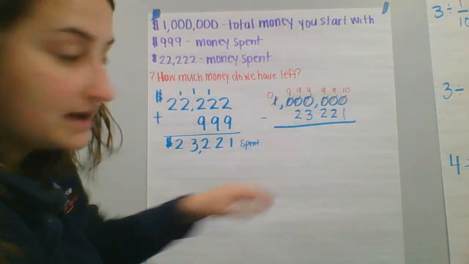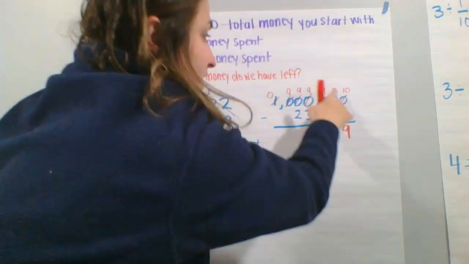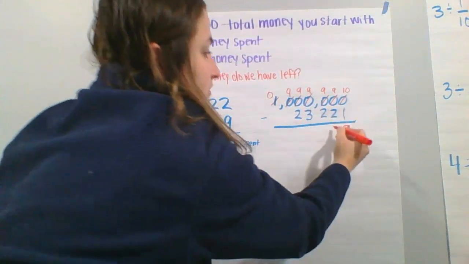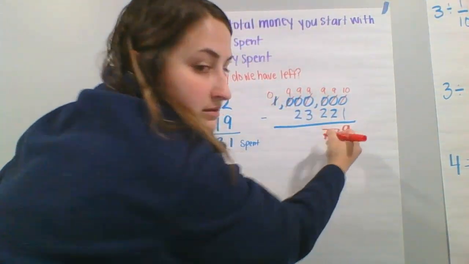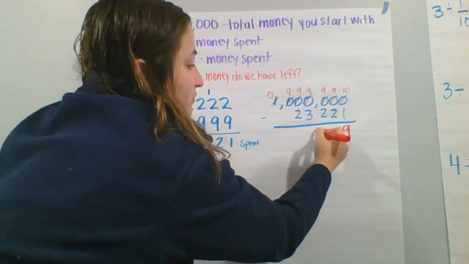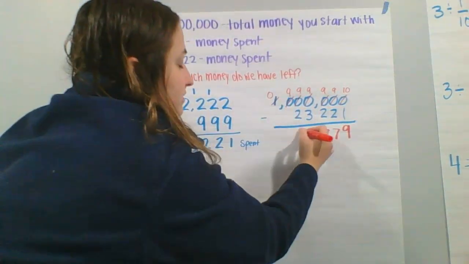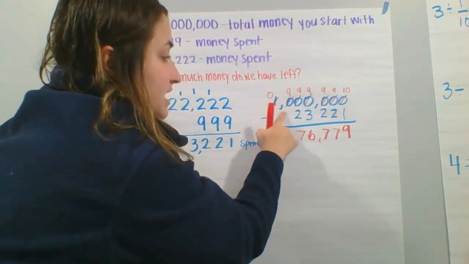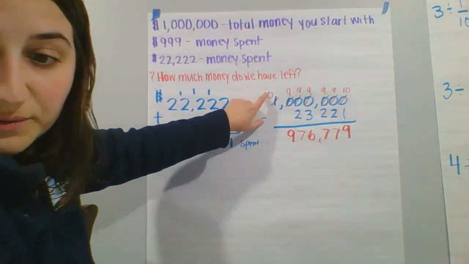So now we subtract. 10 minus 1 is 9. 9 minus 2 is 7. 9 minus 3 is 6. Don't forget your parentheses. 9 minus 2 is 7. 9 minus nothing is 9. And then this is a 0.